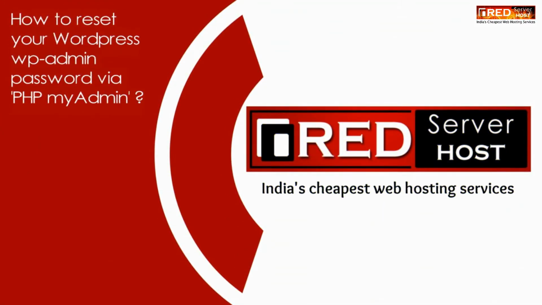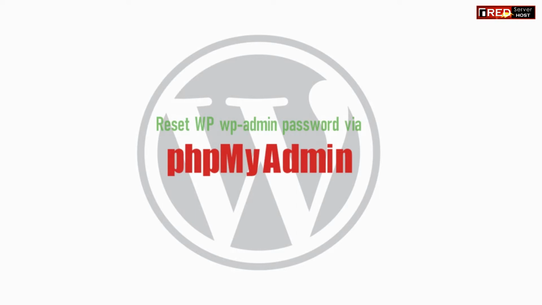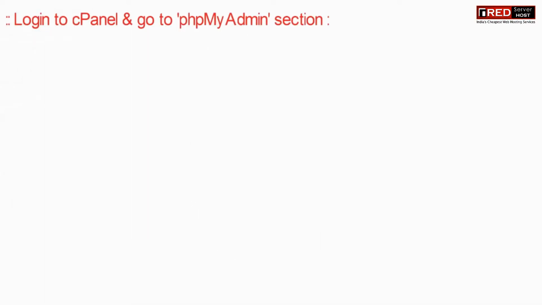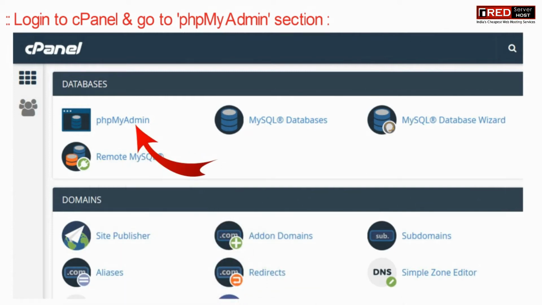Today in this video we will learn how to reset your WordPress WP admin password via phpMyAdmin. For that, log into cPanel and then go to phpMyAdmin.